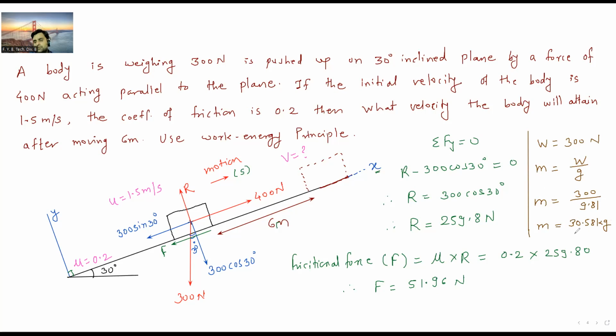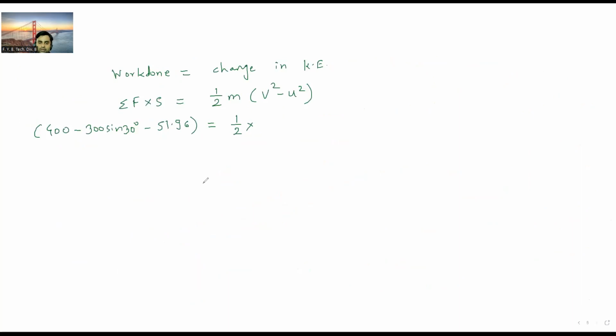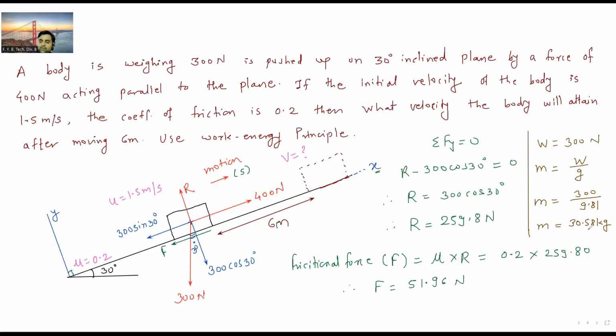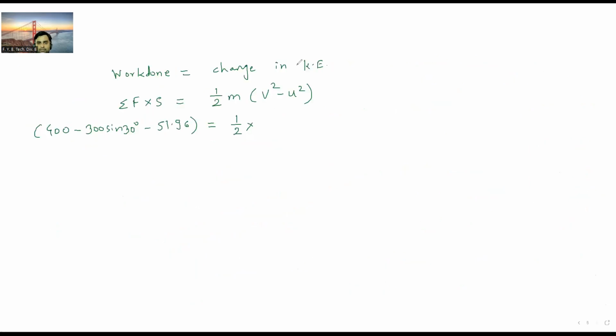This is the mass. Okay, you can do this calculation below this also, or here on the side also. So this is the value of mass. We know the weight. Mass is always in kg. Weight is always in Newton. So here 30.58 kg.